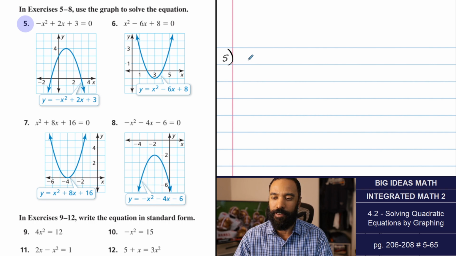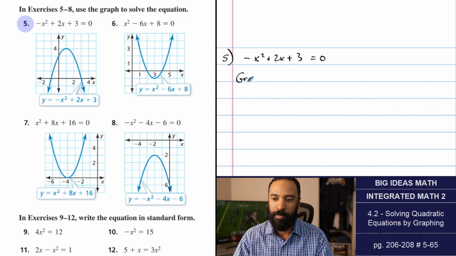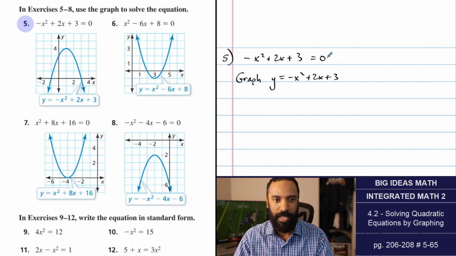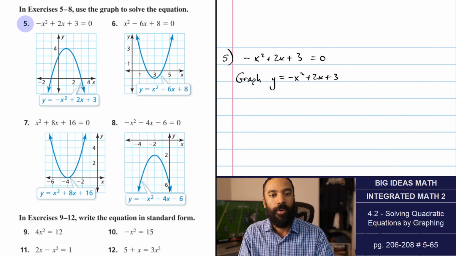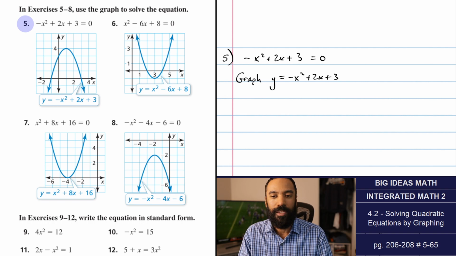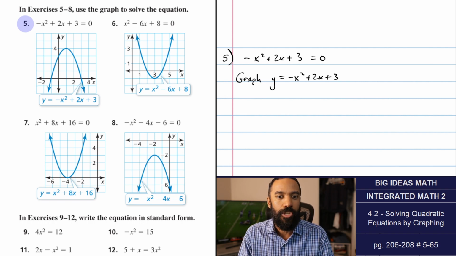Let's start with number 5, negative x squared plus 2x plus 3 equals 0. Once again, we are going to graph y equals negative x squared plus 2x plus 3, and we're going to see where this crosses the x-axis. Oh, they give you graphs right there. I'm sorry. Okay, so they give us graphs. So perfect. Use the graph to solve the equation, not graph and solve it.